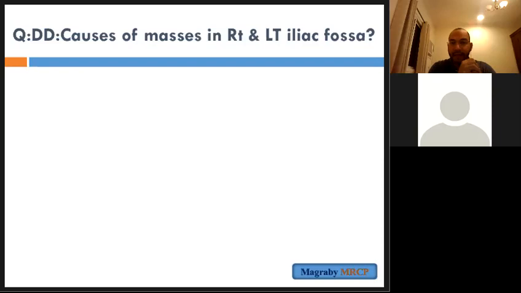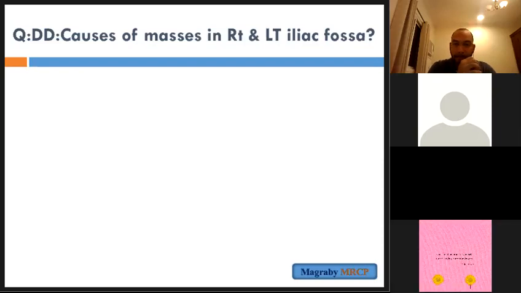Differential diagnosis of a mass at the right iliac. Inflammatory mass, Crohn's. Good. Yeah. Maybe pelvic mass. Pelvic mass, yes. Ovarian mass.